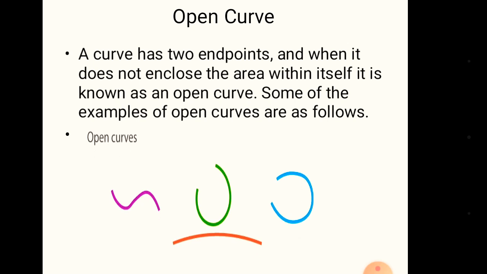Now these are the examples of open curves. As you can see, these three figures are open. This is the first endpoint and this is the second endpoint. So you can clearly see the two endpoints. Here this is the starting point and this is the ending point. So it is not closed. So such curves are called open curves.